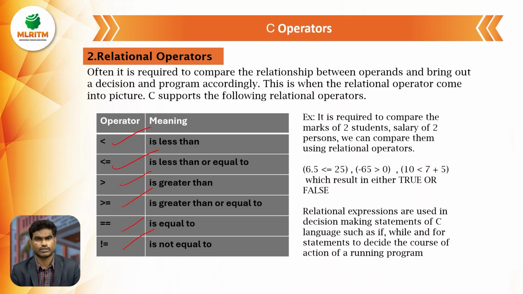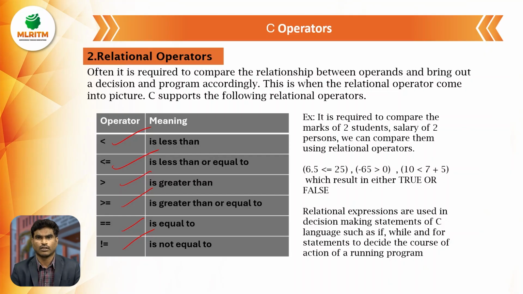That means Boolean values. Boolean values are zeros and ones. If the condition is true, it gives the result 1. If the condition is false, it gives the result 0.